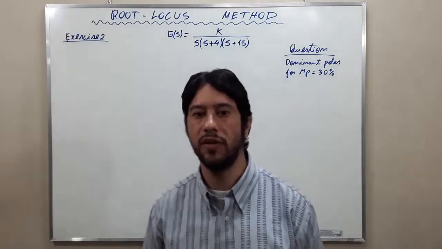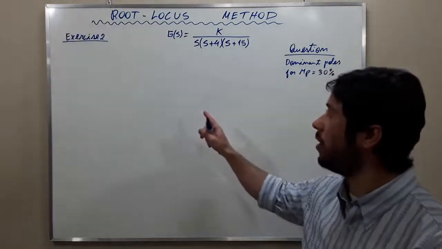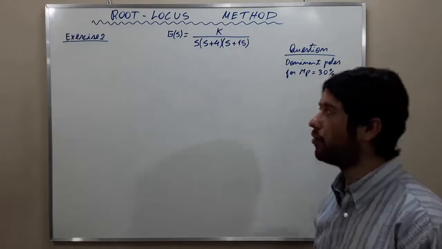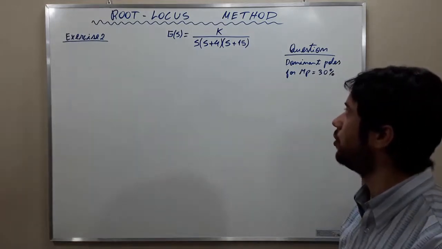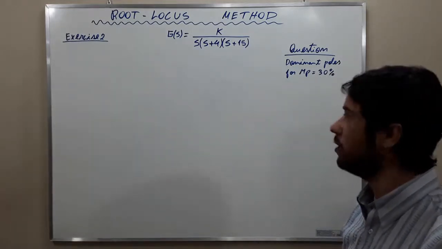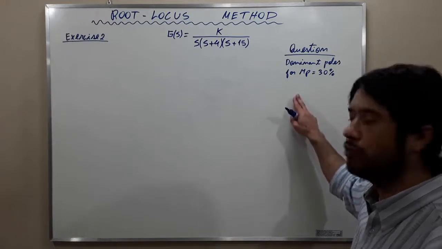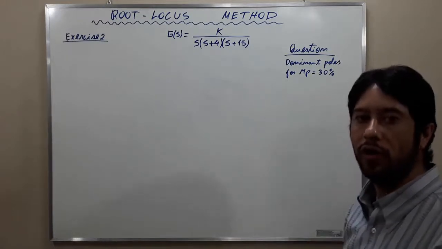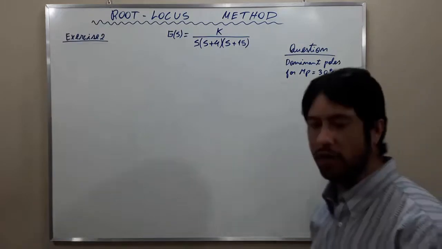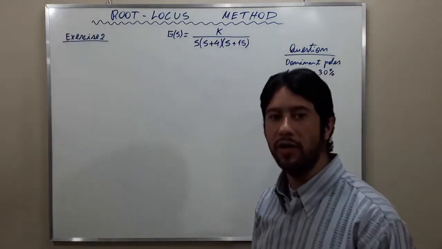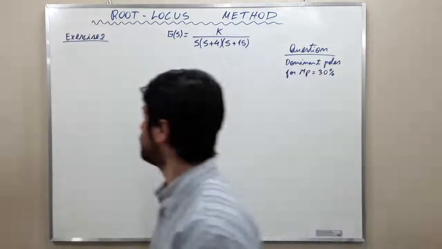Exercise 2 says that given G(s) equal to K over s times (s plus 4) times (s plus 15), find the dominant poles for a maximum overshoot of 30%. Okay, my friends, this is the question. Let's go to the solution.